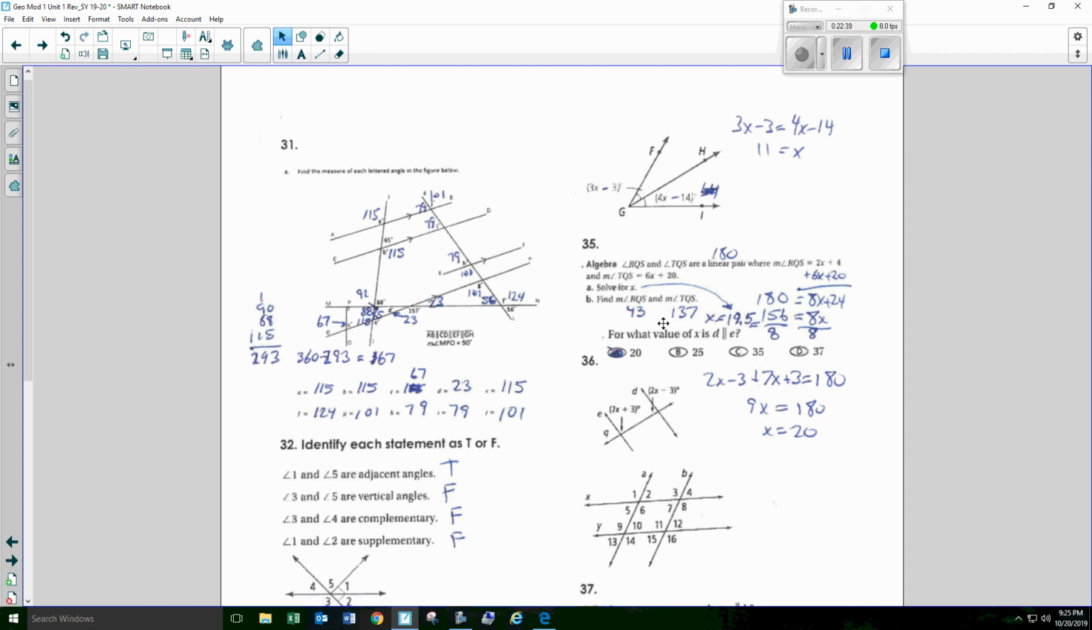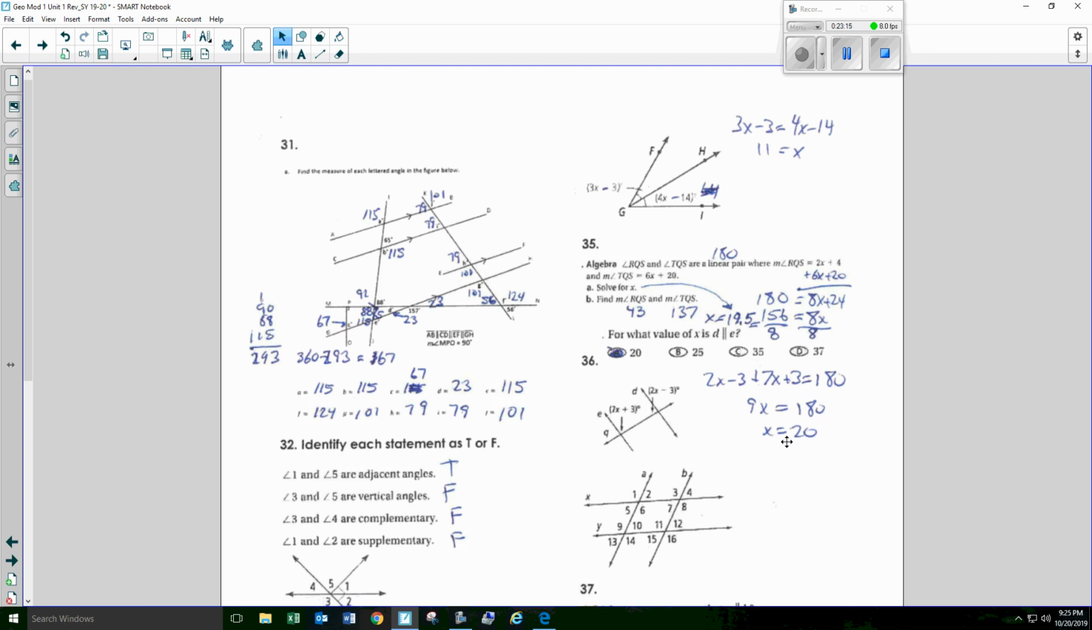Okay. Here we have they form a linear pair. These two form a linear pair, which means they add to 180. So just add them together. Get this, combine like terms, that equals 180, solve it. X equals 19.5. Then it says find the two angles. So take that 19.5 and plug it back into both of those. And you get 43 and 137. For what value of X is D parallel to E? So I have to look at what kind of angles these are to one another. These are same side interior angles, which is here the word S. So we know they must be supplementary. So 7x plus 3 and 2x minus 3 have to add to 180.